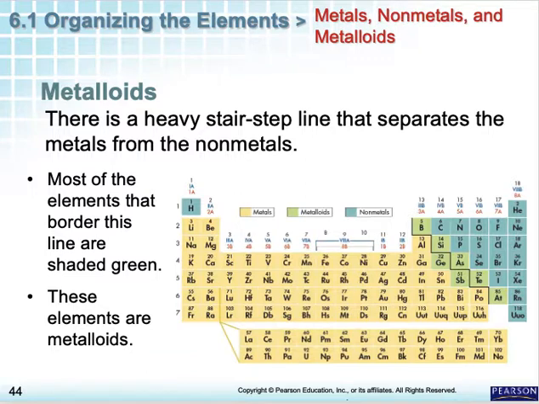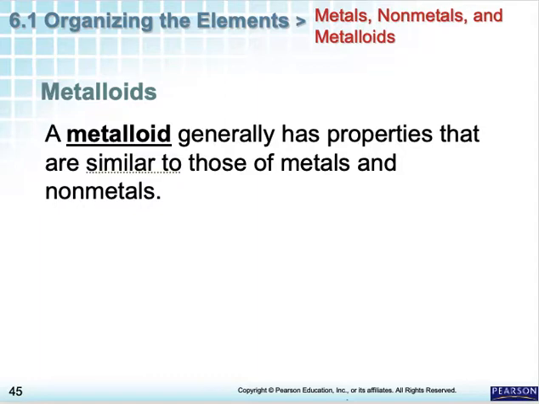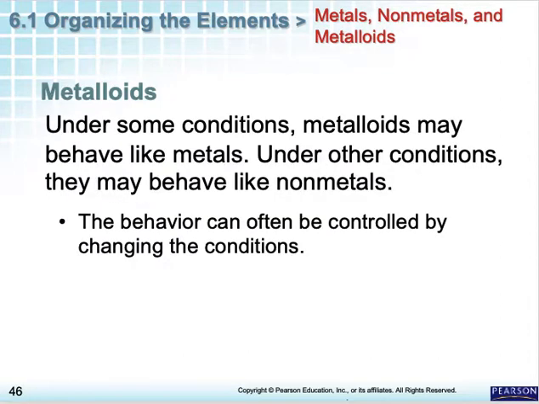There is a stair step that separates the metals from the nonmetals, and those are shaded in green. These are called our metalloids. A metalloid generally has properties similar to those of metals and of nonmetals. Under some conditions, metalloids may behave like metals, and under other conditions, they may behave like nonmetals. Controlling their behavior is based on changing the conditions.